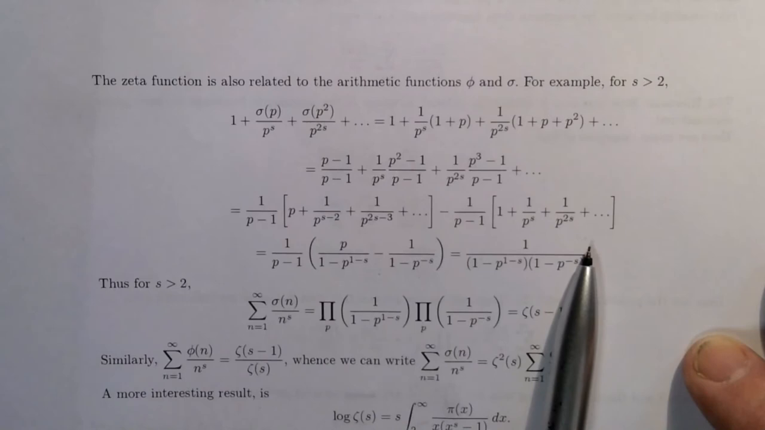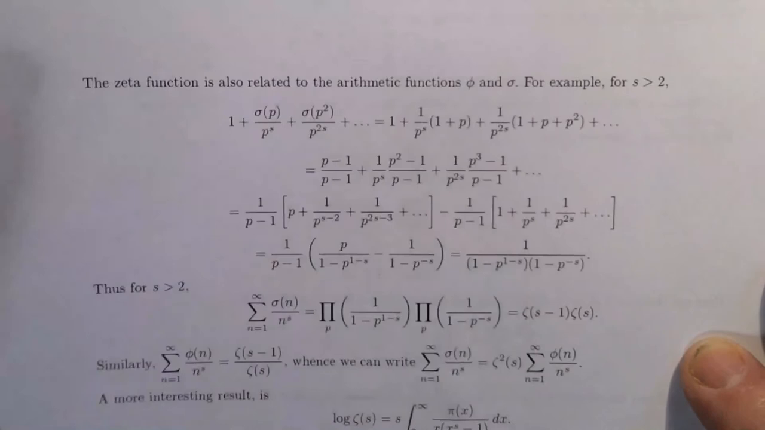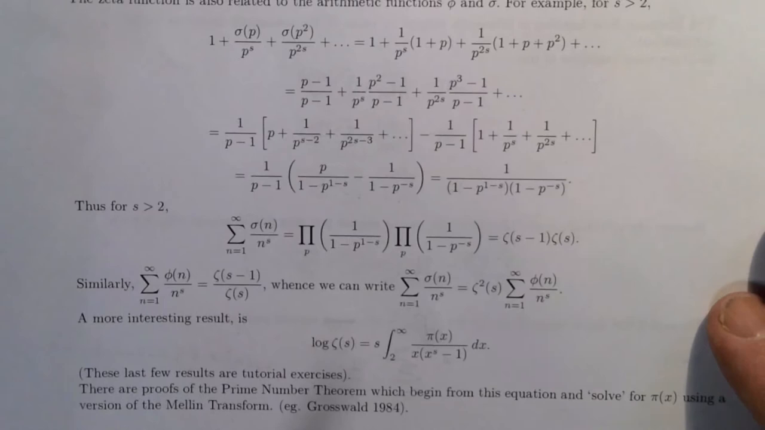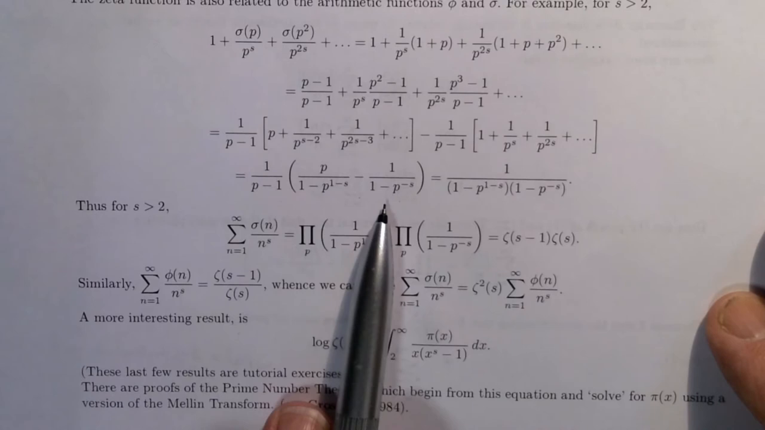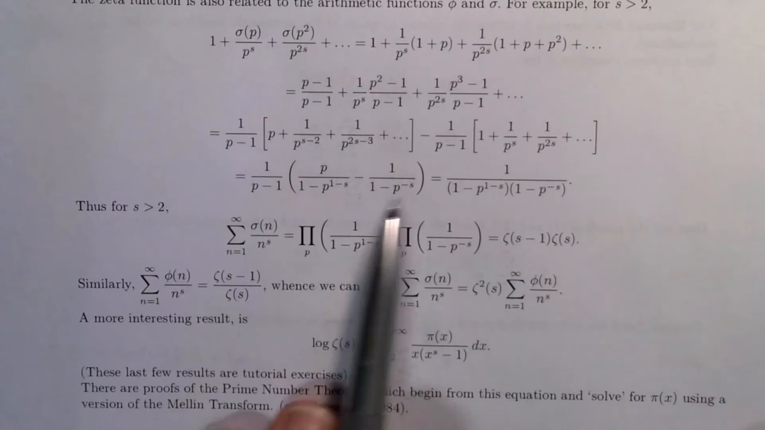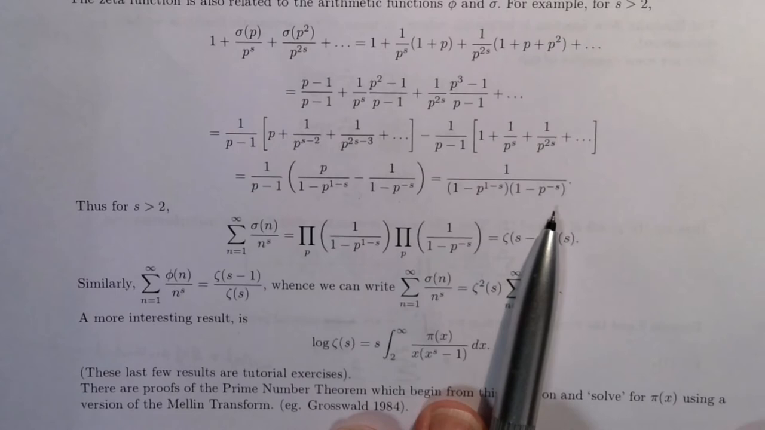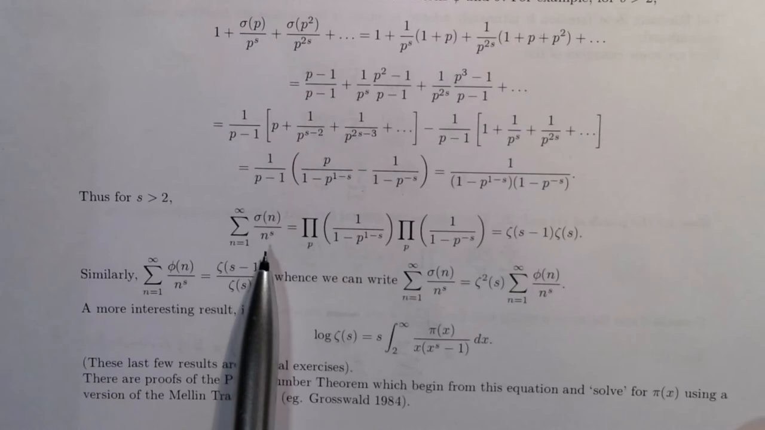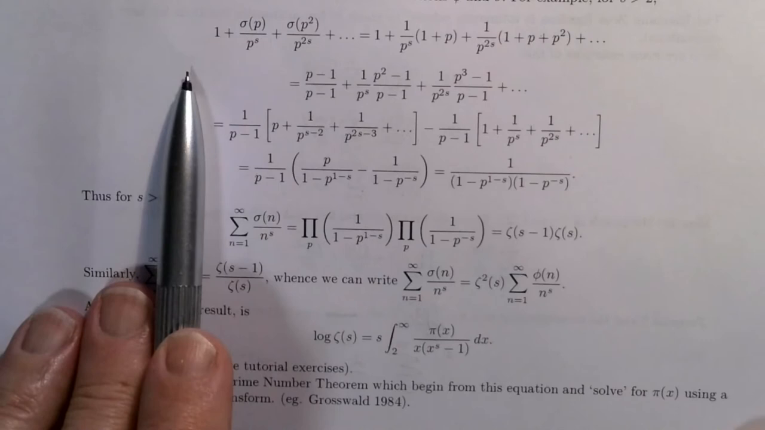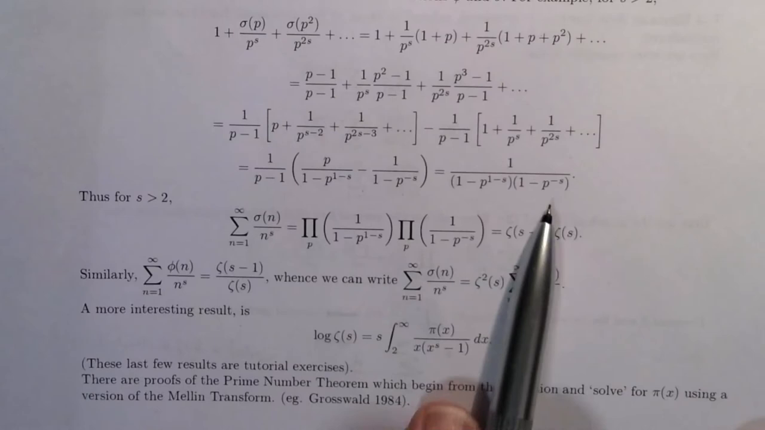We can do all this because these series converge absolutely, and so there's no problem with rearranging the terms of the infinite sum. Now these are just geometric series, so I can sum each of these ones. So that's just summing a couple of geometric series, and finally put them back over a common denominator, and we get this expression here. That means then that the Dirichlet series for sigma of n is just equal to the product over the primes of what we've just calculated, because that's the Euler product. So that's the product over the primes of this one times the product over the primes of this one.